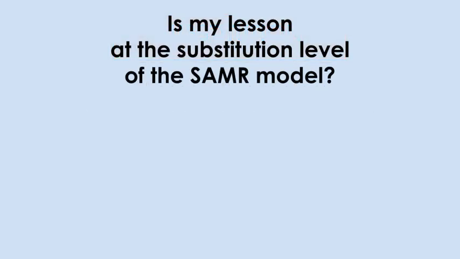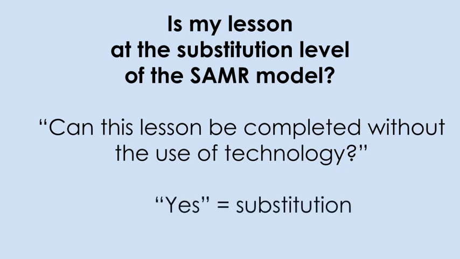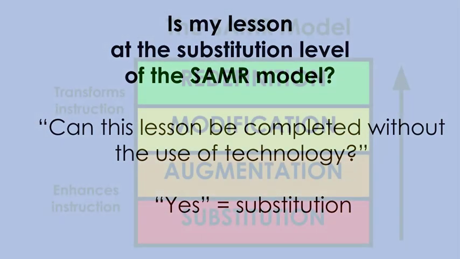To identify whether one of your current lessons uses a substitution level, ask yourself the following question. Could this lesson be completed without the use of technology? If the answer is yes, this would indicate that this lesson is currently at the substitution level.